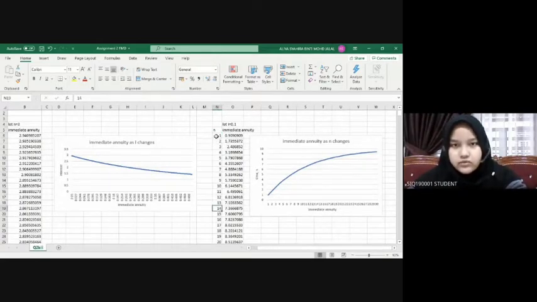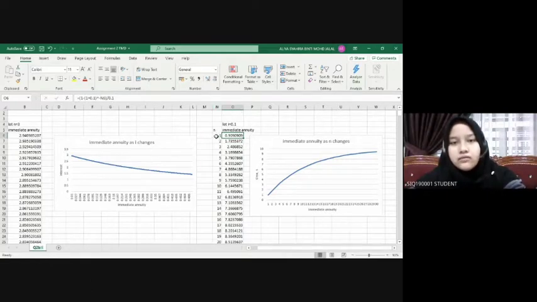So next, for the immediate annuity as the N changes, first we fill in the N from 1 until 30 like before, so 1 and 2, and then we drag it all the way until 30. And then for the immediate annuity, we plug in 1 minus 1 plus I. For this question, we let I equal to 0.1 minus 1 plus I to the power of negative n.